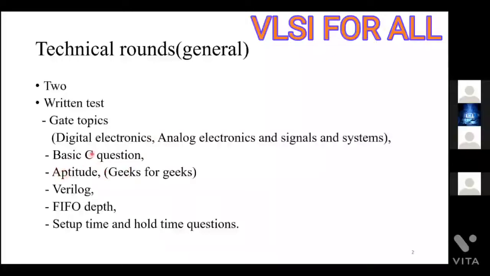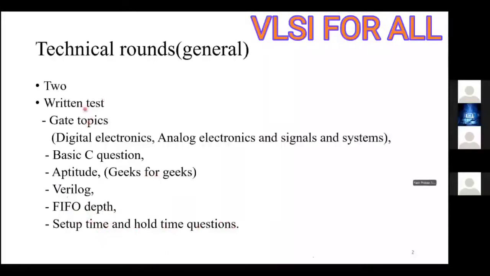And for basic C and aptitude, you can check the Geeks for Geeks website. There they will be having some topic wise aptitude questions as well as the basic C questions. You can check the Geeks for Geeks website to practice these 2 topics. And there will be some Verilog syntax related questions, as well as some questions on FIFO depth and setup time and hold time analysis, which is nothing but the static timing analysis.